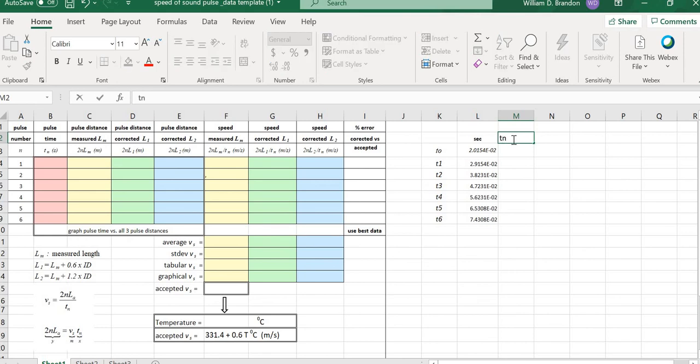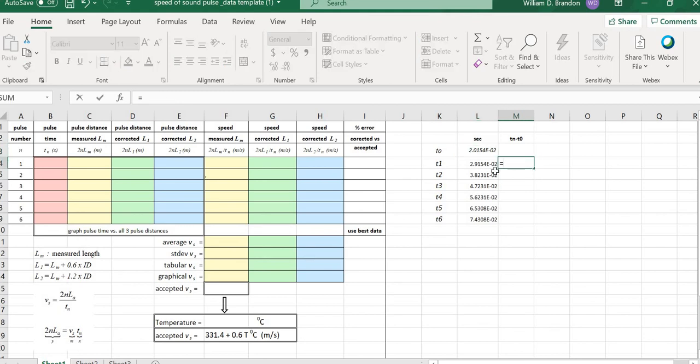Tn minus T0. So I want to subtract each one of these from this starting pulse. This really won't be included in the data. That's our starting point, and we need to subtract T naught from each one of these. Now watch how I do this. So I'm going to go over here. Right here is going to be our first data point.